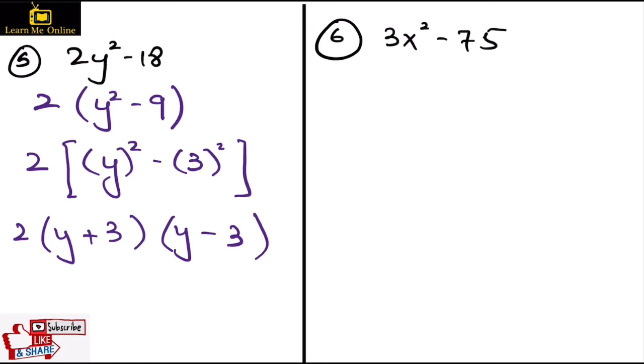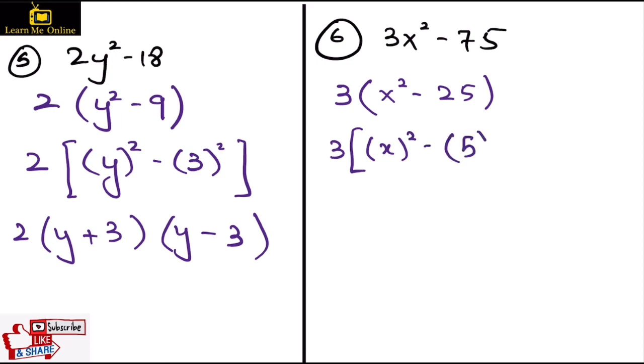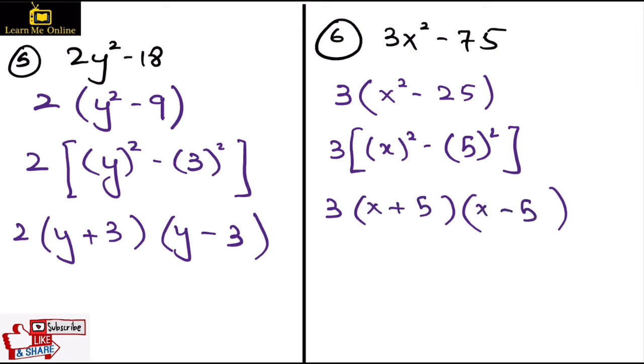The next is just similar. We see that 3 is not a square number, and 75 is not a square number. To simplify it, we factorize it first, and inside the bracket we have x square minus 25. Now we can write this as x square minus, and 25 can be written as 5 square. Here we have both numbers as squares with a negative sign between them. Keeping the 3 the same, we make our two brackets, so this would be x plus 5 and then x minus 5.